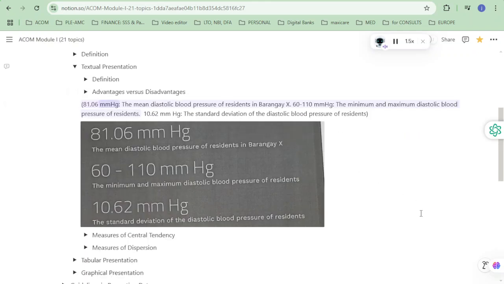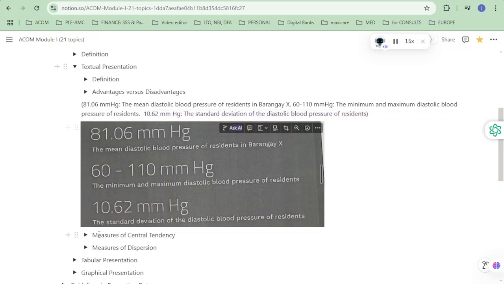81.06 mmHg, the mean diastolic blood pressure of residents in Varanasi X. 60 to 110 mmHg, the minimum and maximum diastolic blood pressure of residents. 10.62 mmHg, the standard deviation of the diastolic blood pressure of residents.